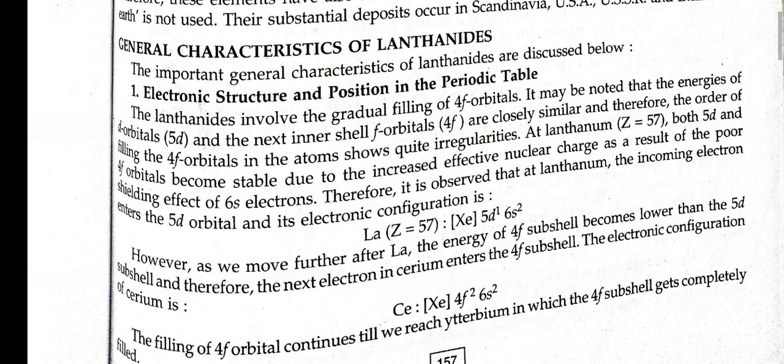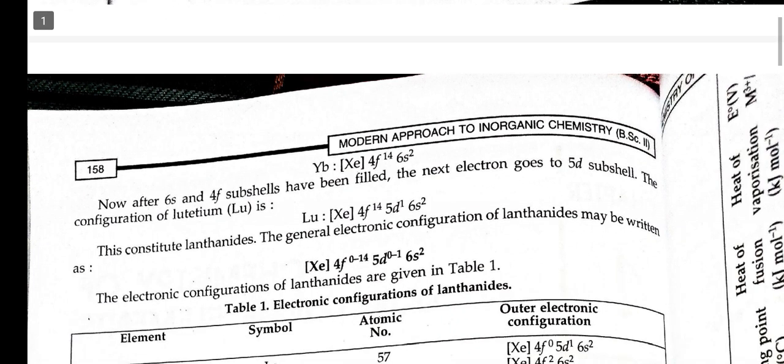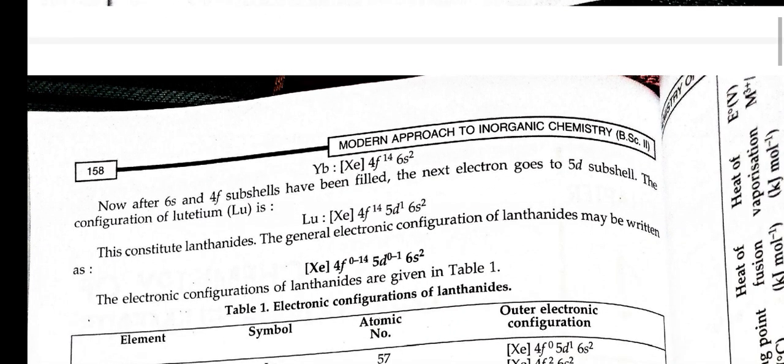However, as we move further after lanthanum, the energy of 4f subshell becomes lower than the 5d subshell and therefore the next electron in cerium enters the 4f subshell. The electronic configuration of cerium is [Xe]4f2 6s2. The filling of 4f orbital continues till we reach terbium, in which the 4f subshell gets completely filled. Terbium atom electronic configuration is [Xe]4f14 6s2. Now, after 6s and 4f subshells have been filled, the next electron goes to 5d subshell. The configuration of lutetium is [Xe]4f14 5d1 6s2. This constitutes the lanthanides. The general configuration of lanthanides may be written as [Xe]4f0-14 5d0-1 6s2.